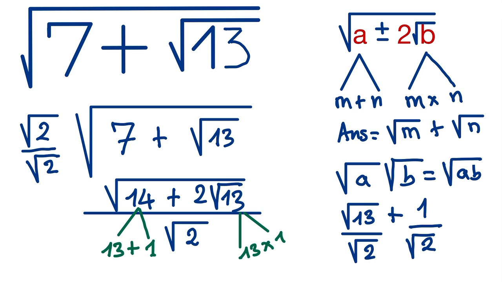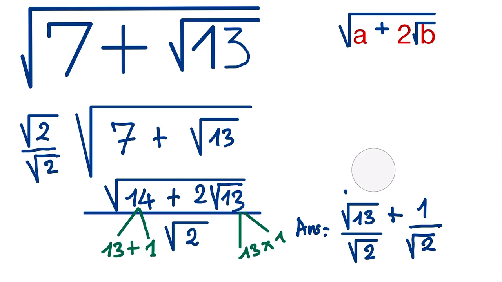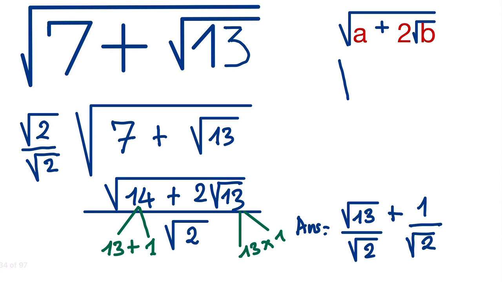There are a couple of ways in which you can write the answer. Your answer can be in this form, or it can also be in this form, where we use the division rule of square roots. So this is also the same as root 13 divided by 2 plus the square root of 1 over 2. So this can also be written in this form.